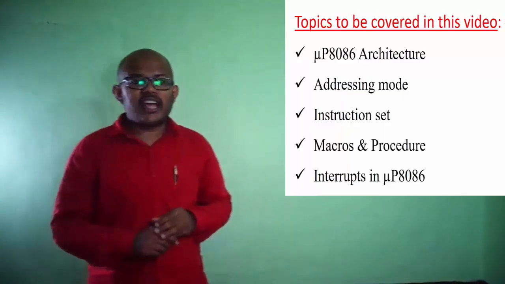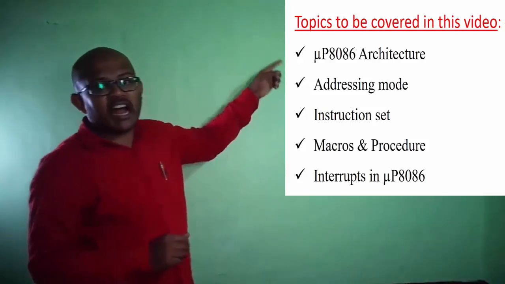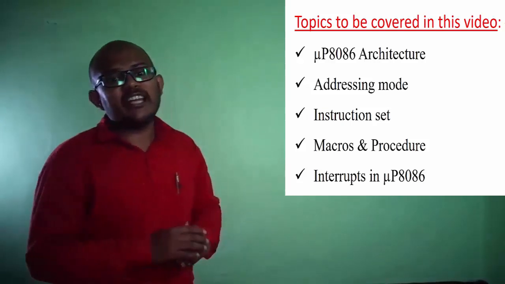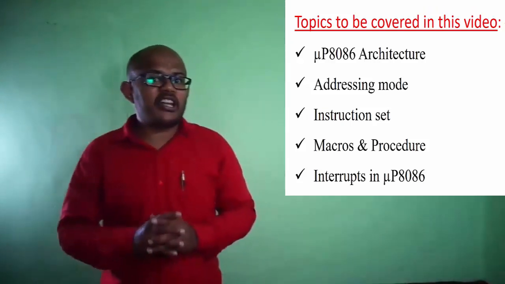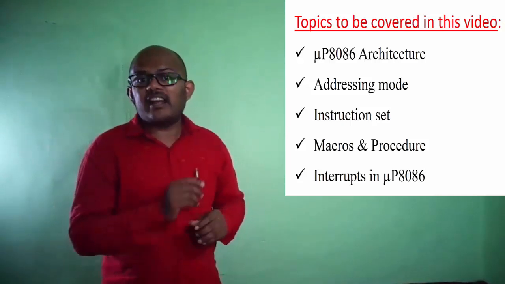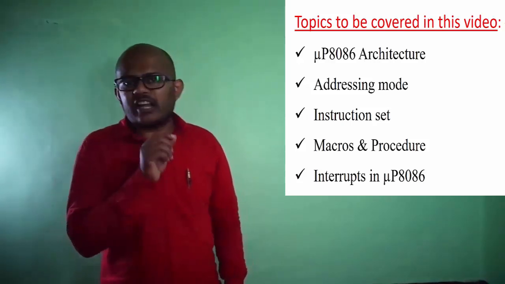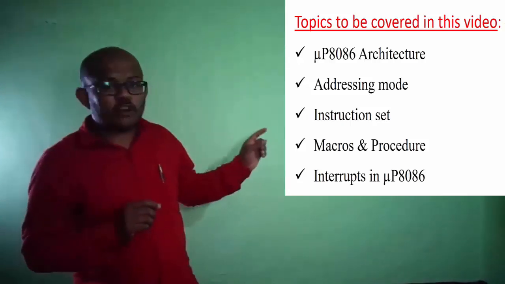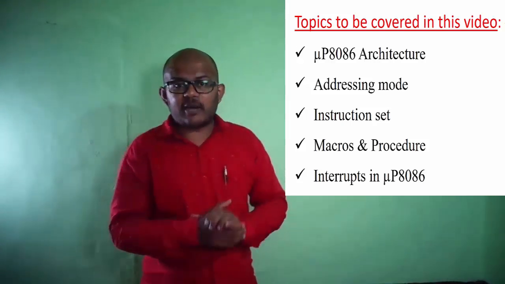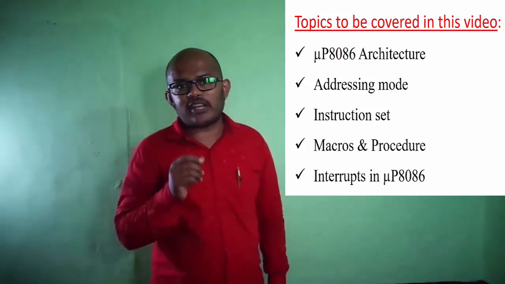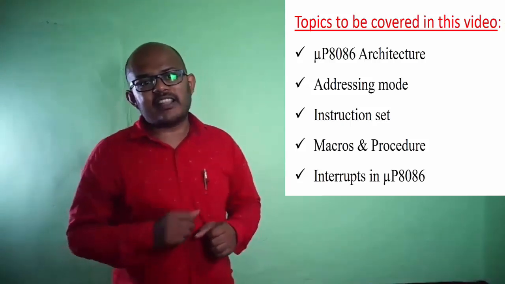Topics I'm going to cover in this video. The first topic is the detailed architecture of microprocessor 8086. Second, I need to talk about addressing modes, and the third one is the instruction set. The fourth one is subroutines. In the case of subroutines, I need to talk about macros and procedures, and what is the basic difference between a macro and a procedure. And the last topic is what is an interrupt, what are the uses of interrupts, and what are the types of interrupts present in microprocessor 8086. All those things I'm going to discuss in this video.